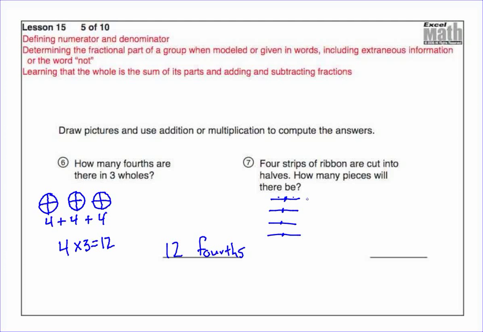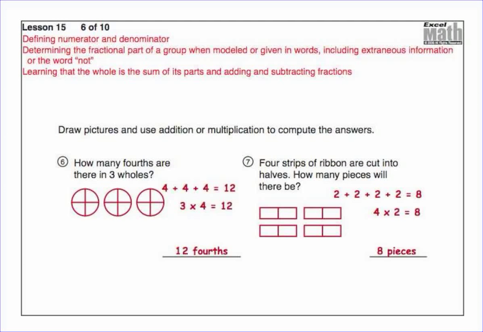Well, there's 2 pieces in every single one because we're cutting them into halves. You can add all these together to get 8, or a faster way to do this is 4 times 2 is equal to 8. Either way, you should get 8 pieces because the question says how many pieces. So our label is pieces. Don't forget to always show your work and always put a label on your word problems.